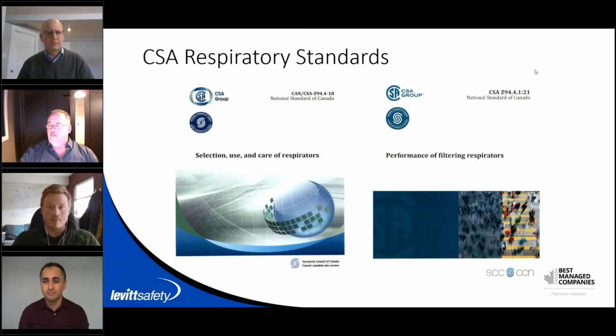No, I just want to add that basically the new standard is for the manufacturers of the respirators, right? They would build their respirators to meet this new standard. Whereas the existing Z94.4 is for the workplace. Yep. Okay.